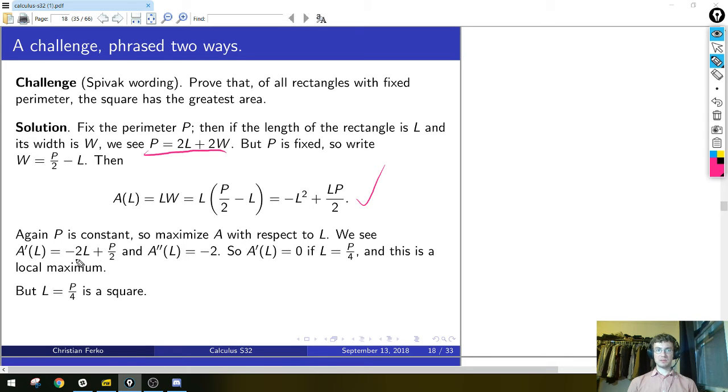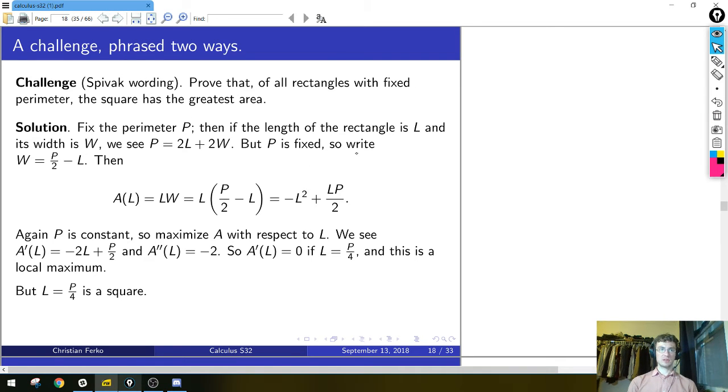To maximize, you take the derivative, set it equal to 0. In my solution, I took the second derivative to prove that it was a max instead of a min. But I don't think that's really necessary. You can tell that it has to be a max rather than a min, because you could have gotten the minimum by making a very, very skinny rectangle so the area is very close to 0, right? So we knew on physical grounds it could not have been a minimum. Anyway, where the derivative is 0, we get the length is p over 4, but by definition, L equals p over 4 is a square. Okay, good. That's what we just saw.